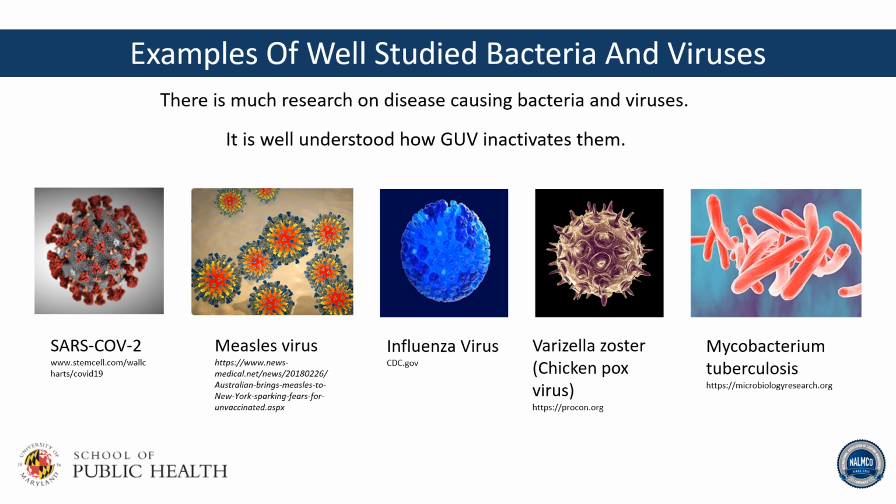Here we see some examples of well-studied bacteria and viruses. There's much research on these disease-causing bacteria and viruses. For example, SARS-CoV-2, measles, influenza virus, chickenpox virus, and Mycobacterium tuberculosis, in short TB, are very well studied and understood, and the effect of germicidal ultraviolet and the amount needed to inactivate them is fairly well understood.